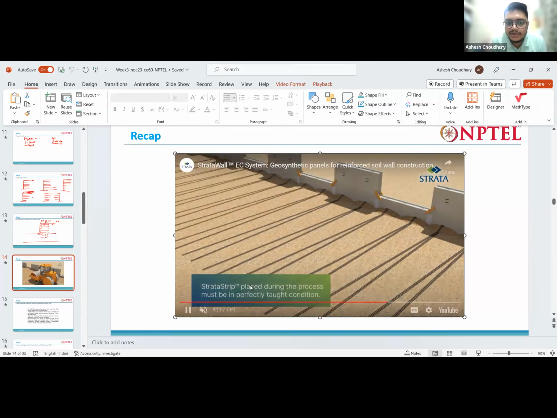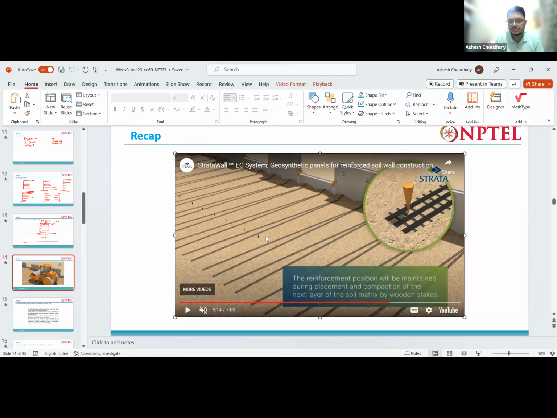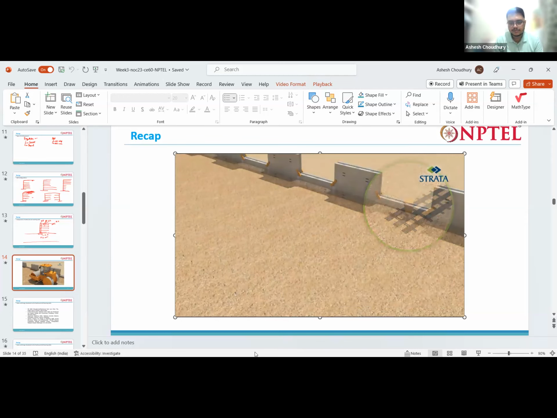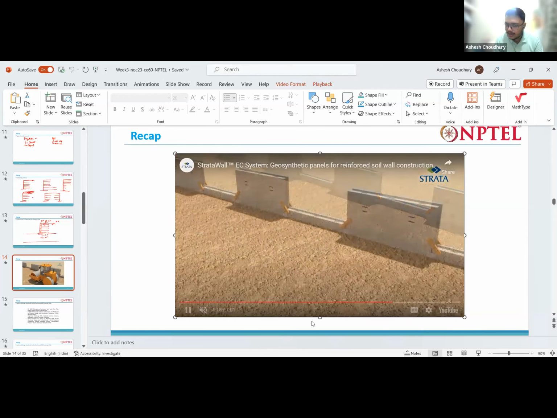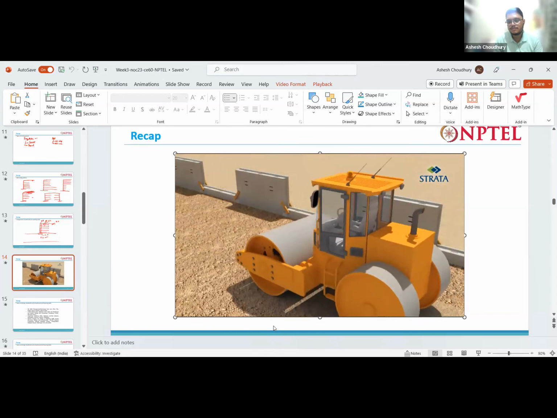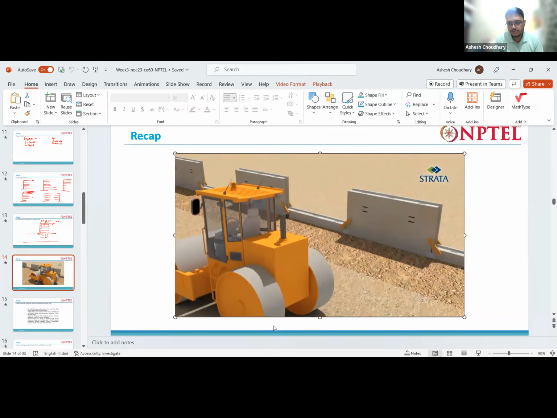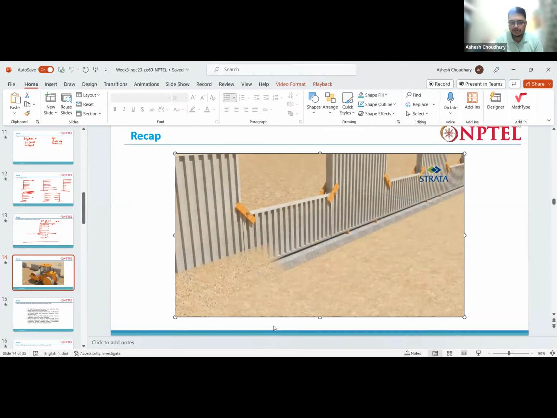Okay, but here, whatever they are using is polymeric strips. You put it from one side, roll it out and bring it to the other side, and fix it in the other direction with the help of these wooden pegs. Then we put one more layer, then we compact it again. Then again one more layer. Like this, we keep on continuing.